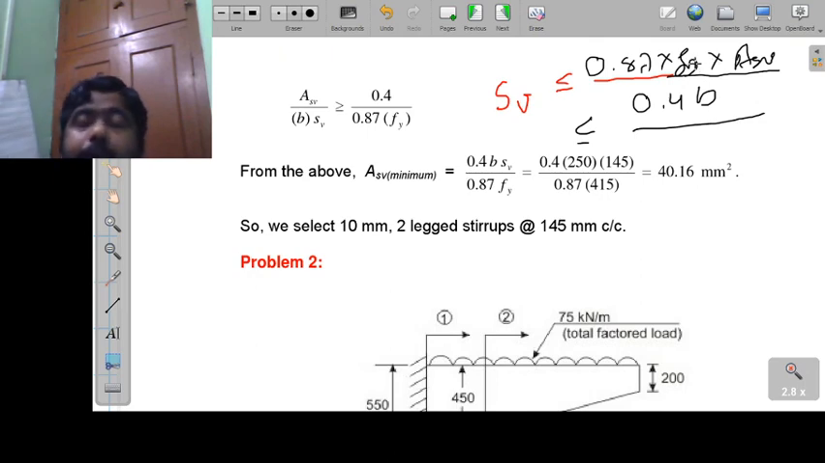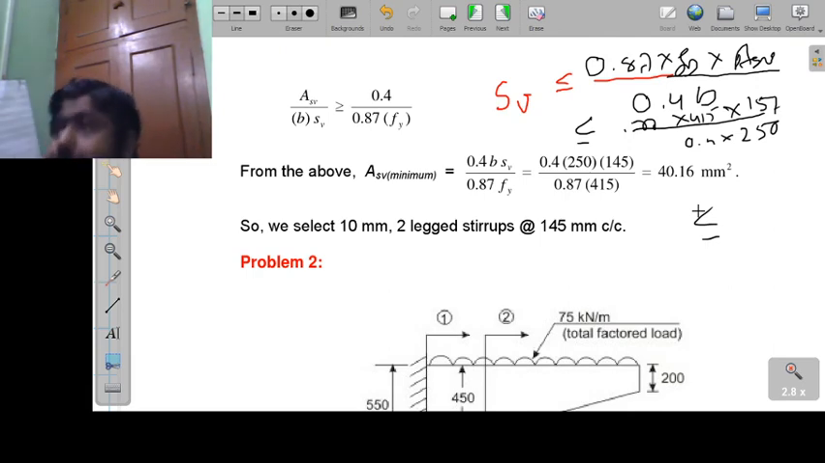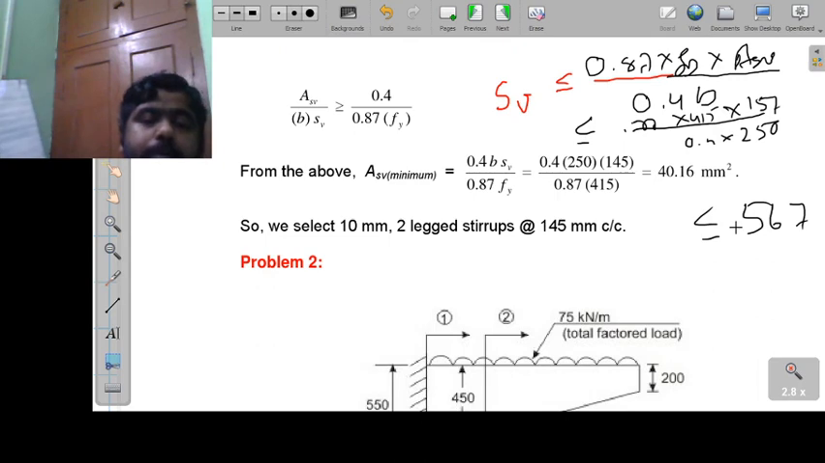Last page you check, that was 100 mm square. If you take 10 mm, then what was the ASB? That was 150, say this is 157, we are using 10 mm. Then 0.87 into 415 divided by 0.4 into B, which is 250, is how much? You do this calculation, you will find out the maximum spacing below which we can provide as per these guidelines.